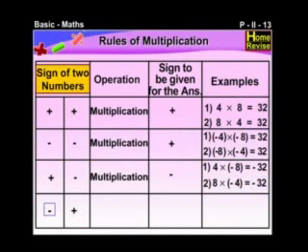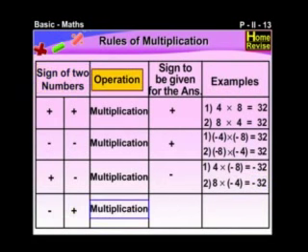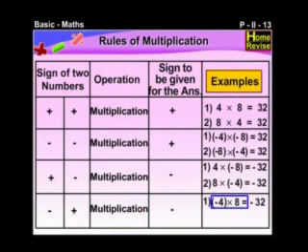Fourth rule, if the first number is minus, that is negative, and the second number is plus, that is positive, then after the multiplication, give the minus sign to the answer. For example, first example, minus 4 into 8 is equal to minus 32. Second example, minus 8 into 4 is equal to minus 32.